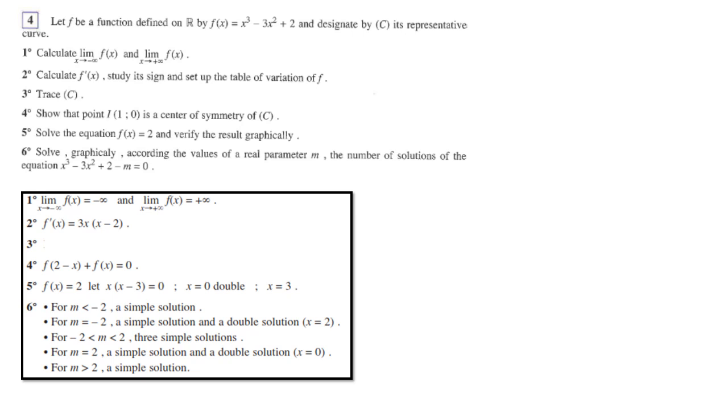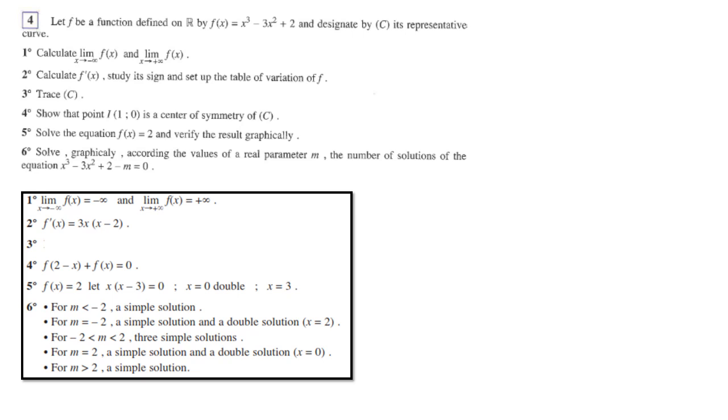Now solve the equation f of x equals 2 and verify the results graphically. F of x equals 2 is a straight line. You draw the straight line y equals 2, and you start searching for the points of intersection of the line and the curve. So it's two solutions.